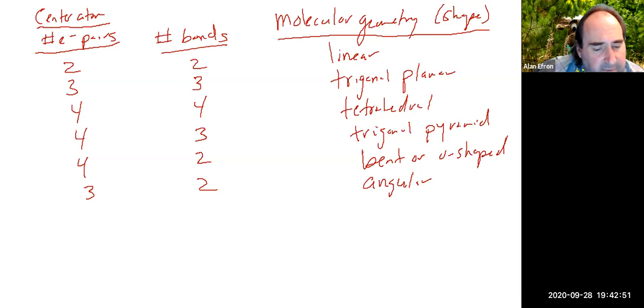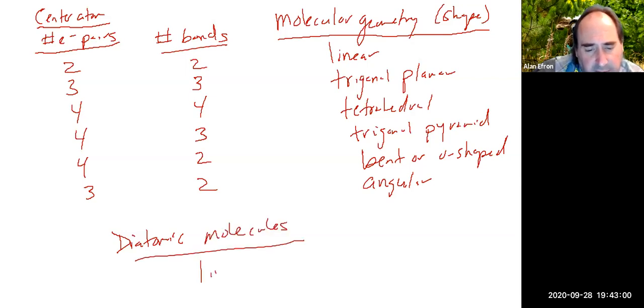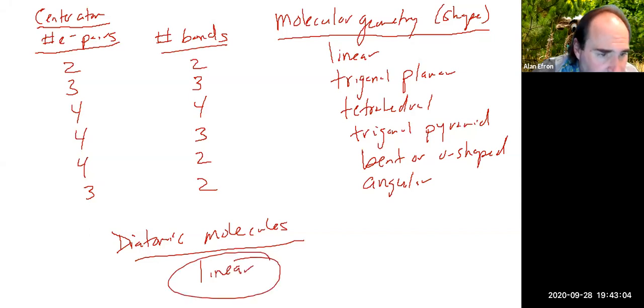Remember that if you have a diatomic molecule, which is basically just 2 atoms, the geometry is always linear, so you don't have to worry about it. It could be 2 atoms that are the same element, or 2 atoms that are different elements. Geometry will always be linear when you have just a diatomic molecule.